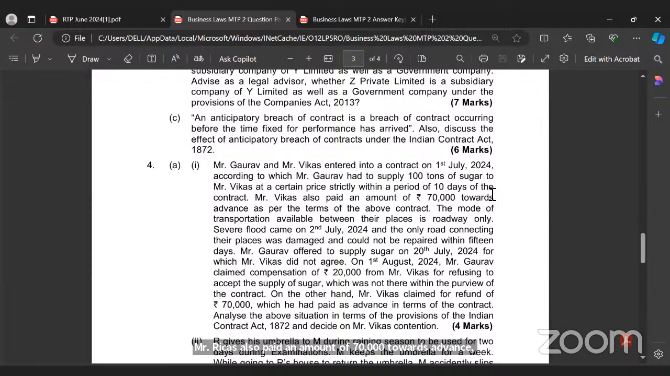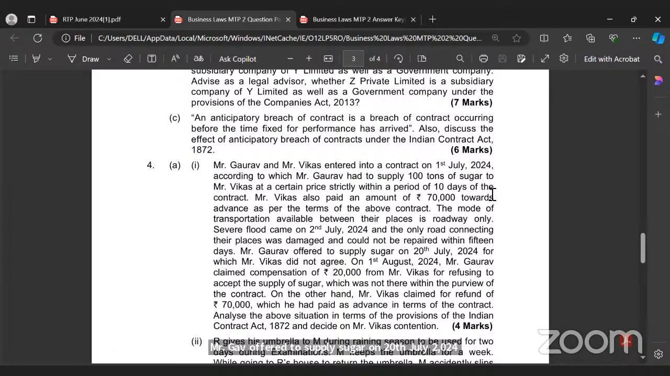The mode of transportation available between their places is roadway only. Severe flood came on 2nd July 2024 and the only road connecting their places was damaged and could not be repaired within 15 days. Mr. Gaurav offered to supply sugar on 20th July 2024, for which Mr.